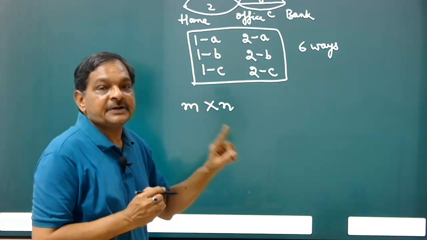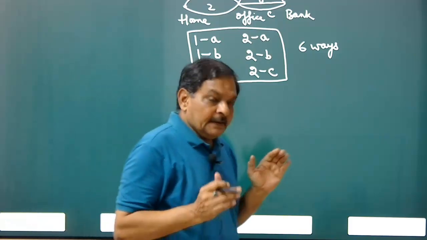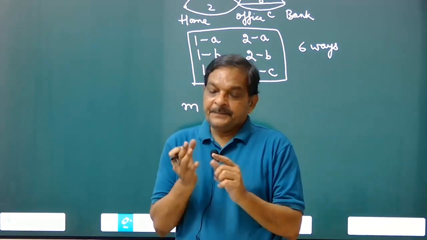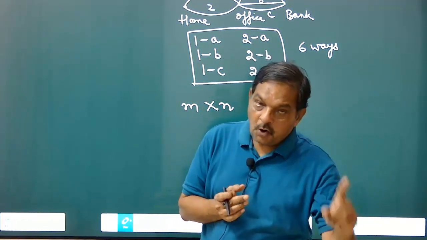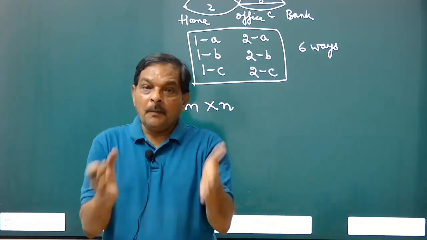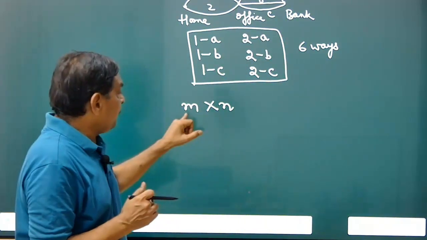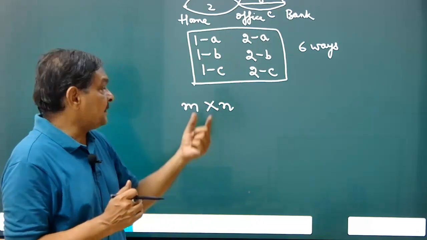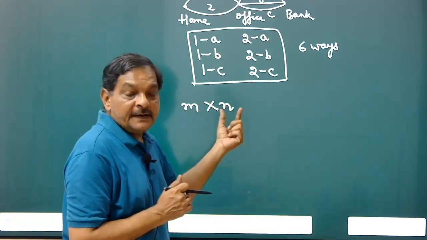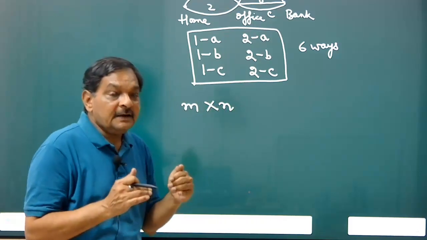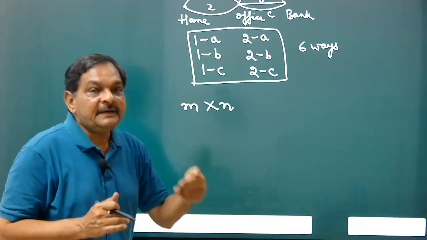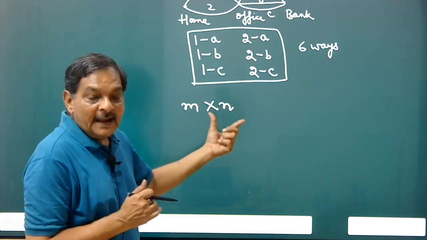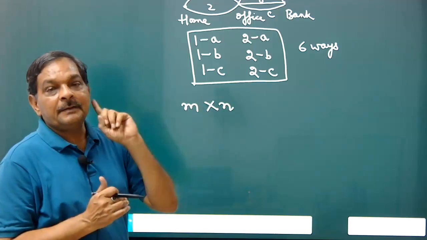Means multiplication is there. I repeat, the fundamental principle of counting for multiplication says that if the first job is done in m number of ways, and the second job after completion of the first is done in n number of ways, then the complete activity of doing the first activity and the second activity will be done in m into n number of ways. Multiplication will be done.